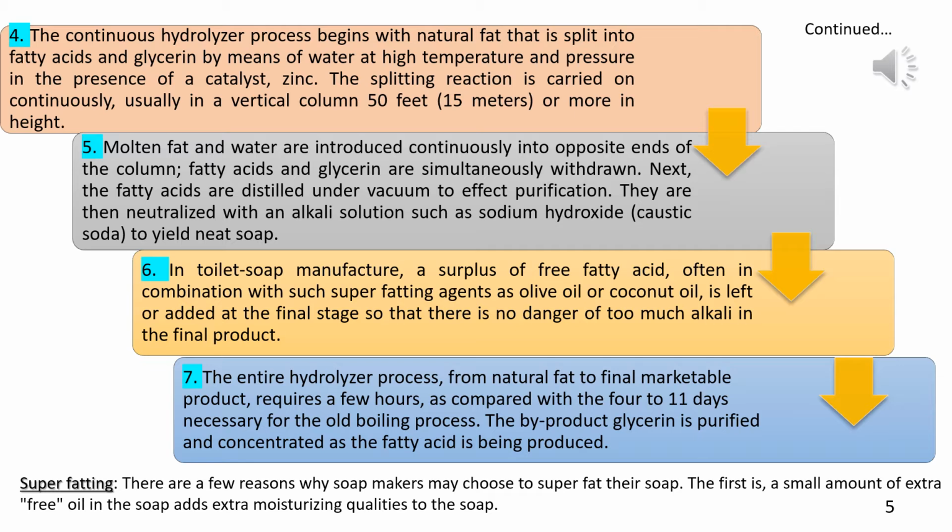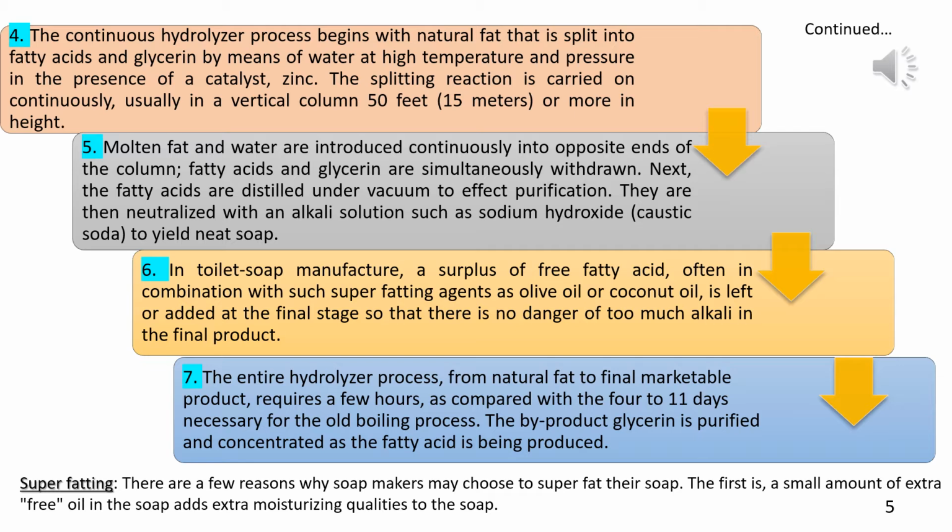Number 6. In toilet soap manufacture, a surplus of free fatty acid, often in combination with such superfatting agents such as olive oil or coconut oil is left or added at the final stage so that there is no danger of too much alkali in the final product. So in the manufacturing of toilet soap, the superfatting agents are added such as olive oil or the coconut oil, or these are left in the final stage of the toilet soap making.